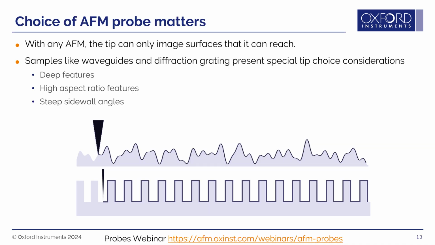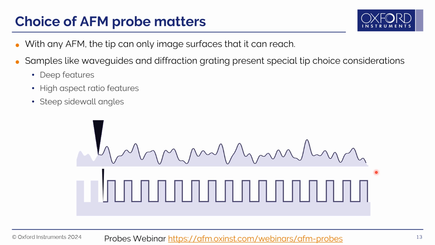Probe choice is always important. There's truly no one-size-fits-all AFM probe. But with silicon photonic samples like waveguides and diffraction gratings, probe choice becomes even more critical. The simplest way to think about it is that the AFM can only accurately measure surfaces that the apex of the tip can reach. Many AFM samples are relatively flat with irregular rolling topography.